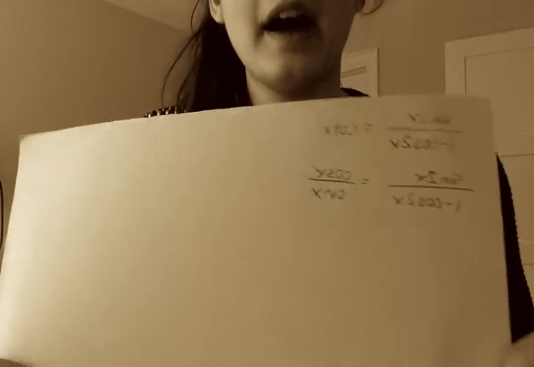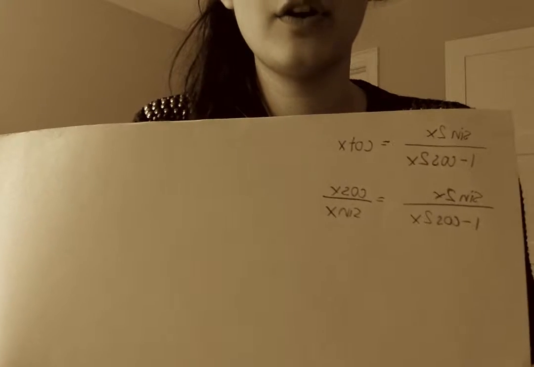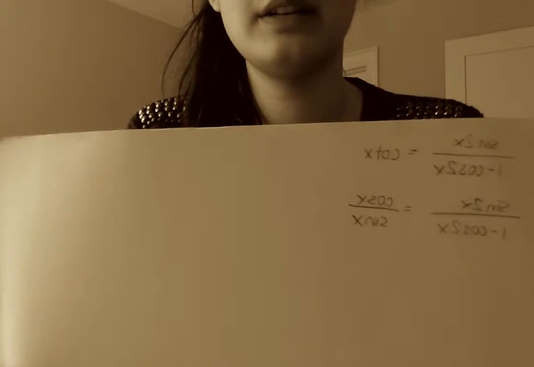So the first thing that I'm going to do is put cotangent x in terms of cosine and sine. We all know that cotangent is the inverse of tangent, which means that it is equal to cos x over sine x. There I have sine 2x over 1 minus cos 2x is equal to cos x over sine x.